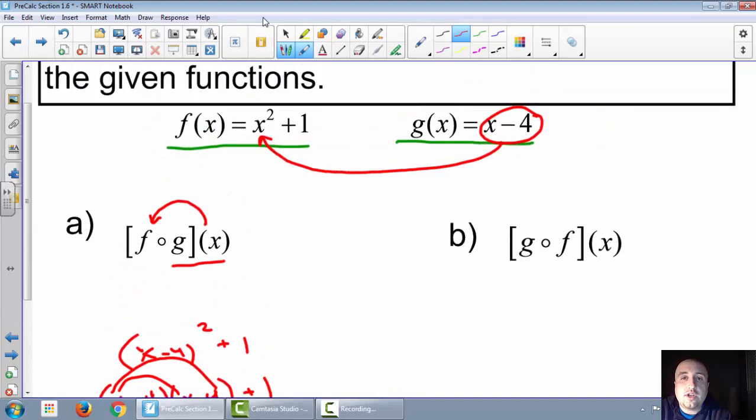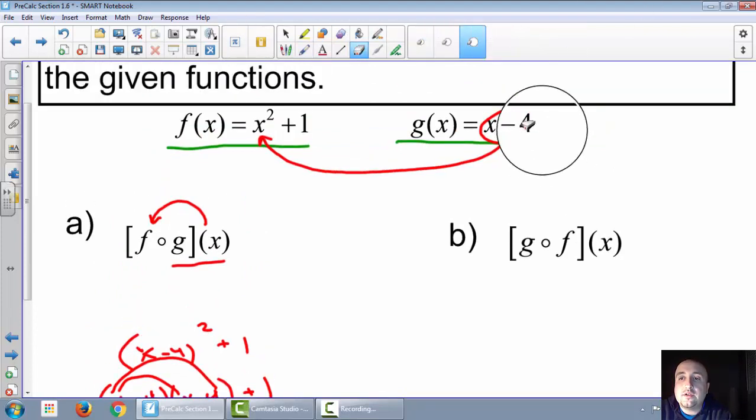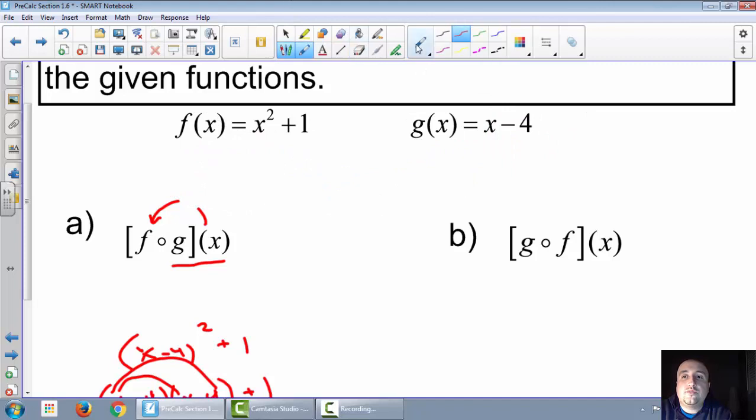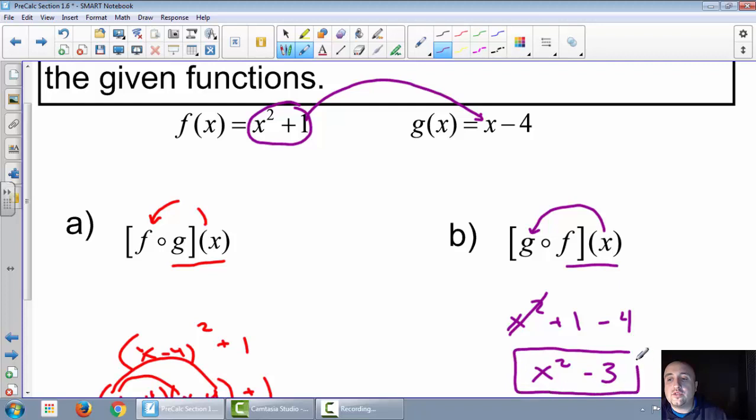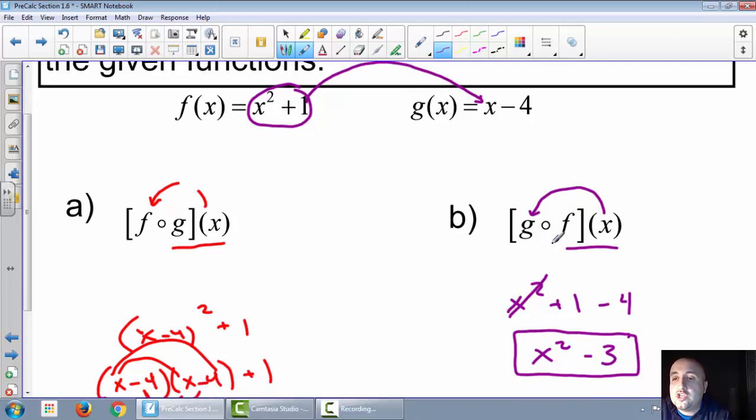Now it wants us to reverse the process. So let me get rid of this writing here. All right. Now it wants us to completely reverse the process. Now it wants us to take f of x and plug it into g. So we're going to take f of x, and we're going to plug it into g where there's an x. Okay, so x minus 4 is what I'm working with. So I'm going to put the minus 4, but what's my new x? x squared plus 1. Okay, so what do I have to simplify here? Bring down the x squared. 1 minus 4 is negative 3. So x squared minus 3. All right, so that's how we compose g of f of x.